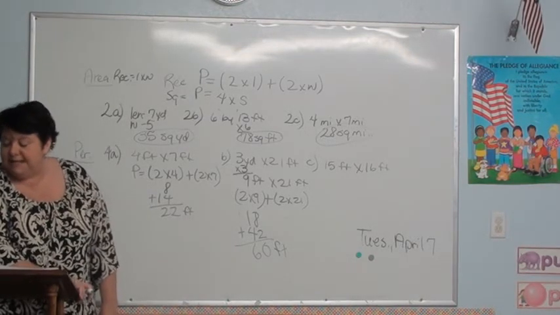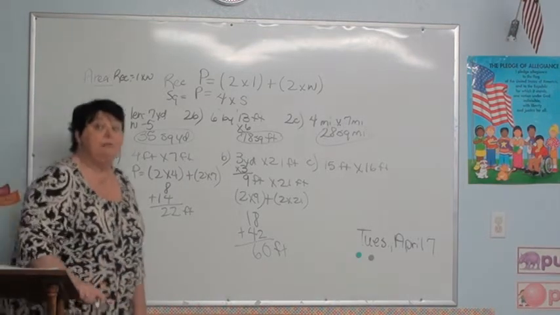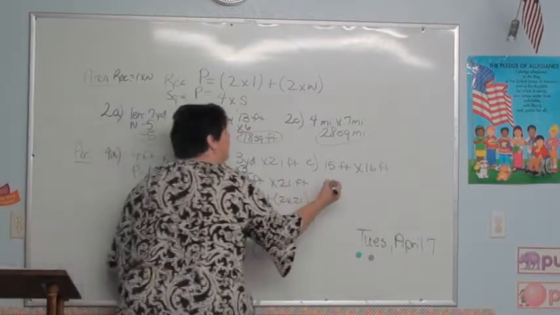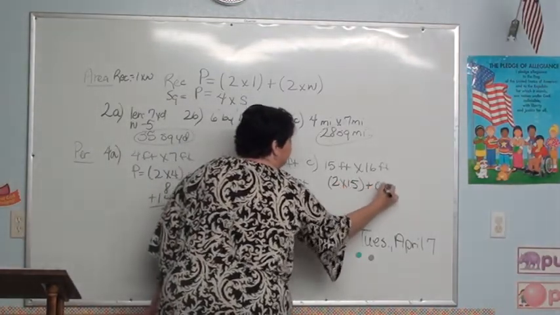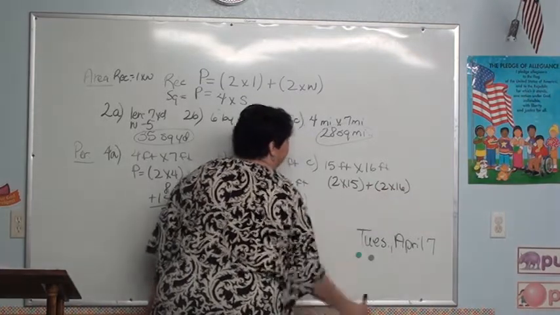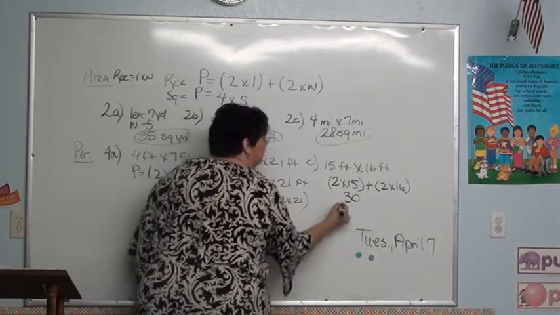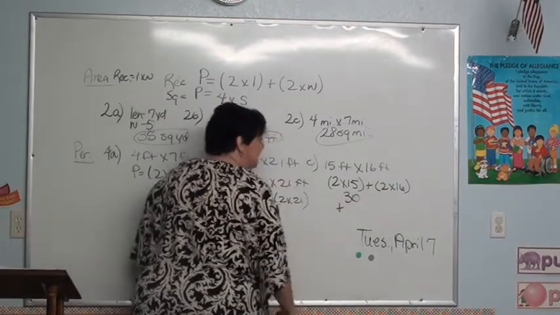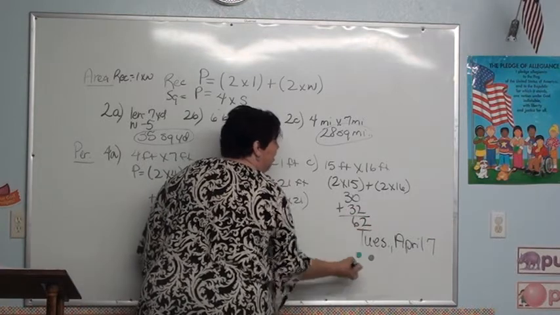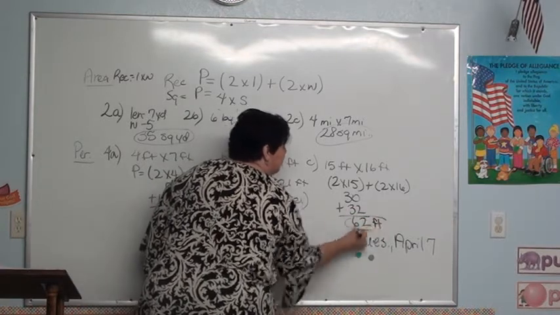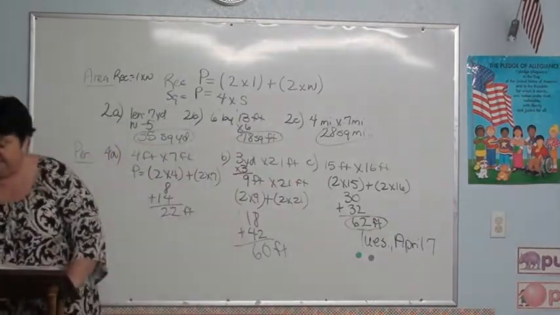15 feet by 16 feet. We're on C. So what are we going to do? We don't have to convert on this one. They're both in feet. We're going to say 2 times 15 plus 2 times 16. 2 times 15, you should be able to do that in your head, is 30. Plus 2 times 16 is 32. You're adding those together and your answer is 62 feet. So C is 62 feet.